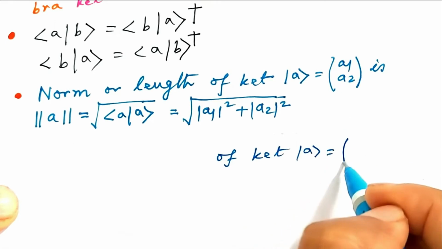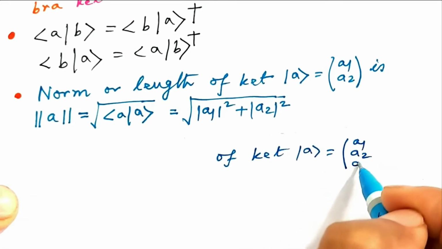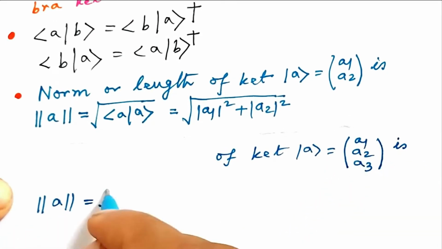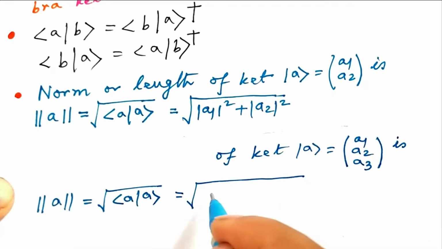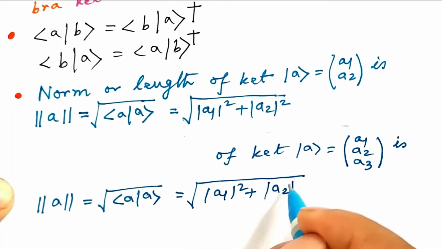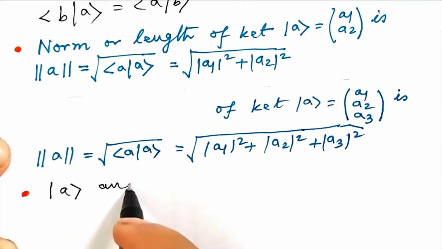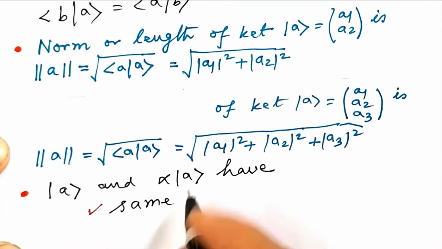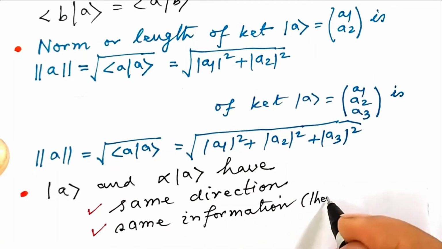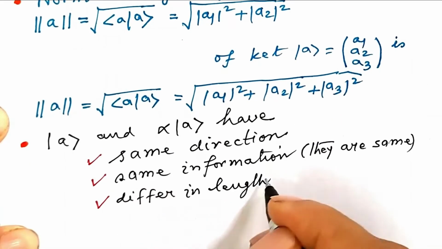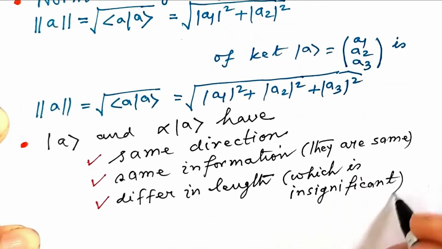For ket A equal to column A1 A2 A3, the norm of ket A is under root mod A1 square plus mod A2 square plus mod A3 square. Ket A and alpha times ket A have the same direction. They carry the same information. They differ in length, which is insignificant.